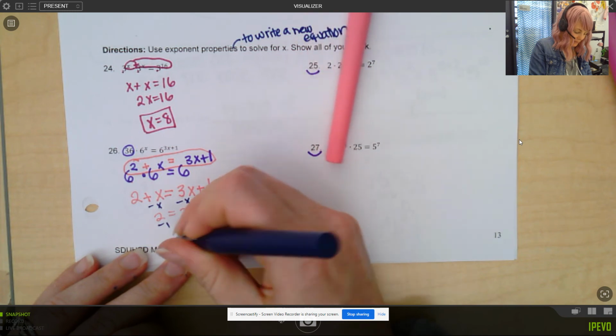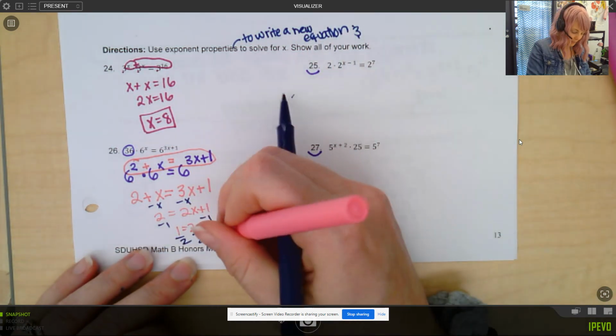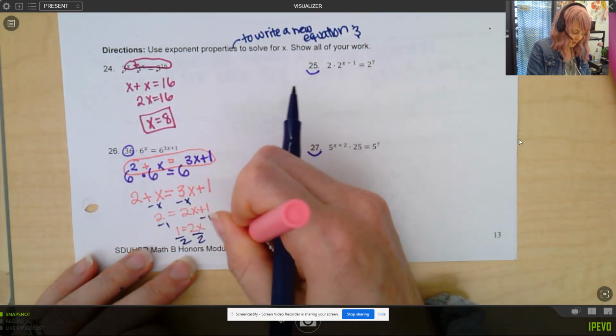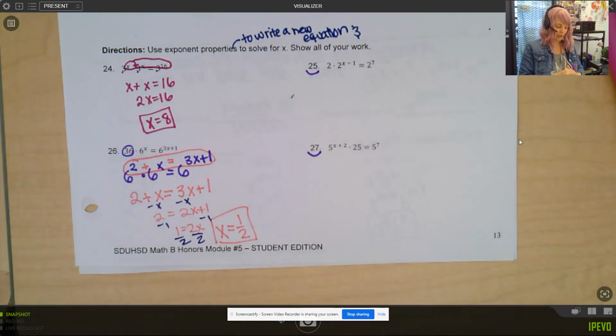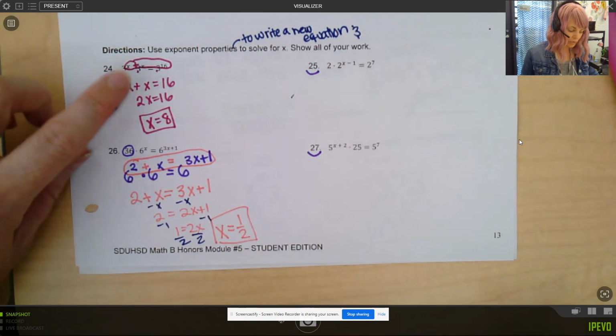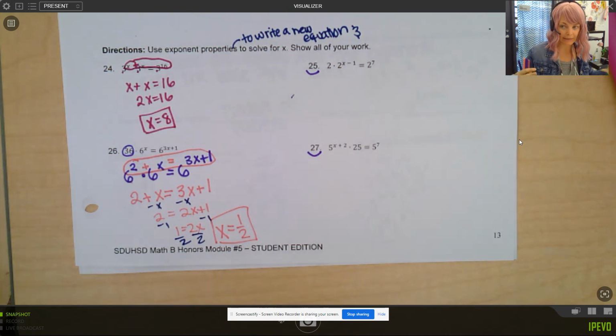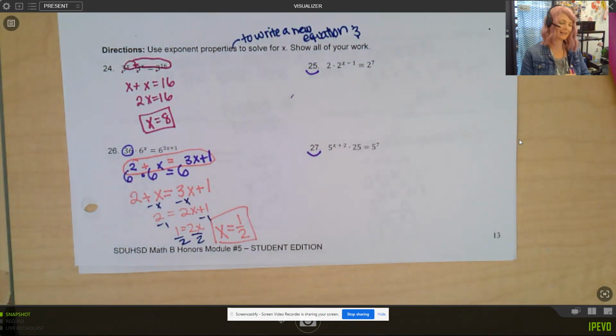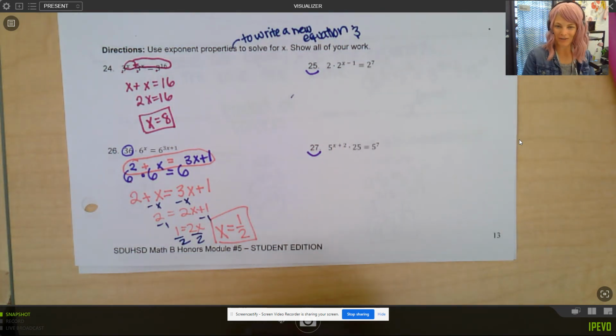1 is equal to 2x. Man, this is like 7th grade stuff. This is kind of fun, right? We're combining all our skills. So x is 1/2. Groovy. So remember, we are making sure all our powers are written with the same base, and then we're writing a new equation using the exponents to find x. Finish 25 and 27. Pause the video, finish 25 and 27, and we'll go over them in just a second.